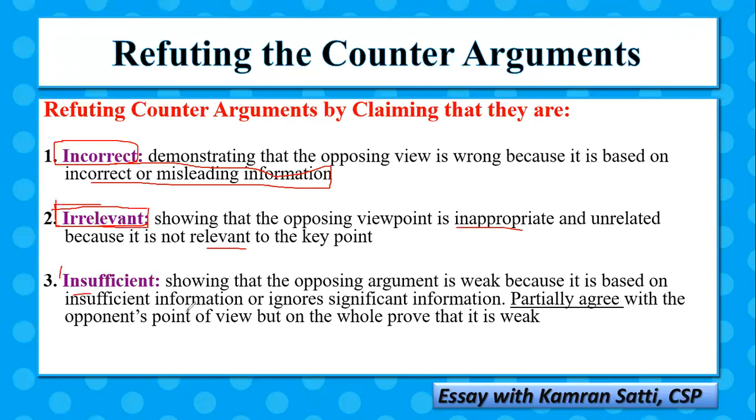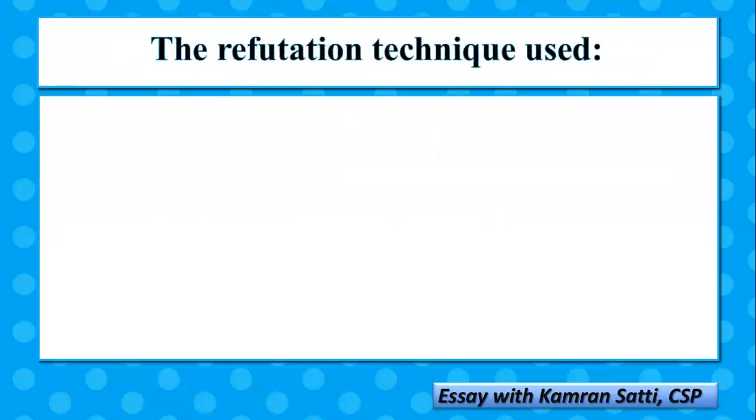Then insufficiency, showing that the counter argument is weak because it is based on insufficient information or ignores significant information. We can partially agree with the opponent's point of view, but on the whole, we prove that it is weak. Why? Because the opposing argument is based on insufficient information, or it ignores significant information which could make it strong. So these are the three ways in which we can refute counter arguments.